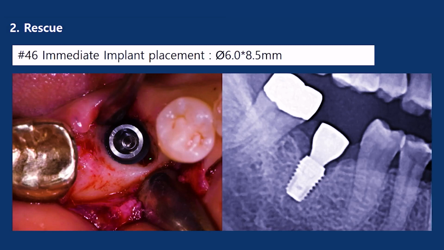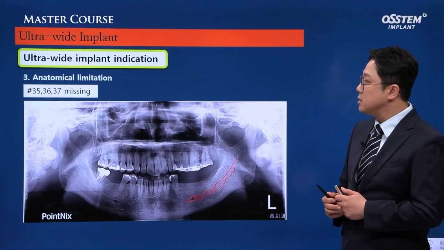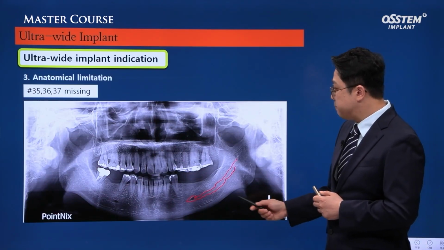An ultra-wide 6.0 millimeter implant was placed. The surgery was done, and I sent the patient back to the dental clinic that referred the patient to me, and the patient returned to the US. If there were no ultra-wide implants available, the patient would have had to go through GBR and wait. I helped to salvage the case using the ultra-wide implants.